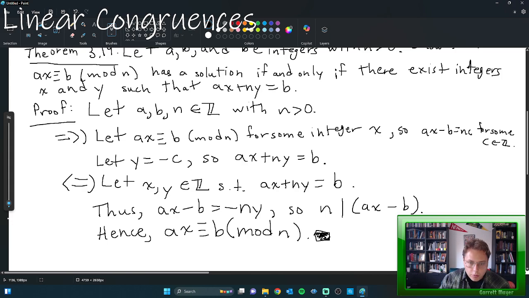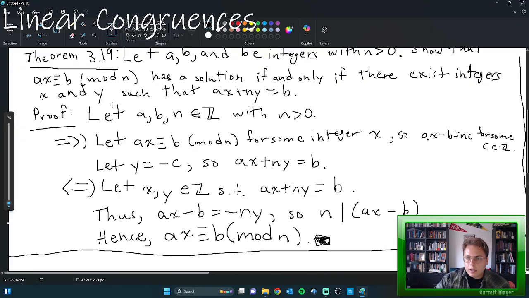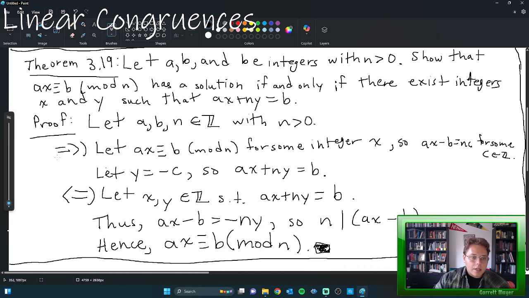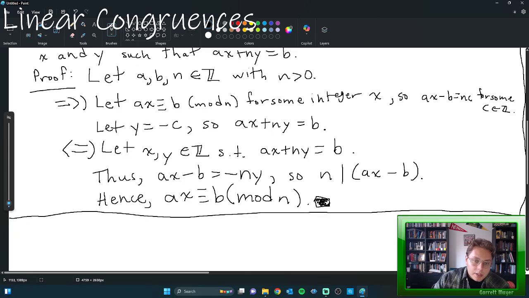So there we go. Now we've proved both directions of this first theorem. And this gives us a direct connection between linear congruence and this linear Diophantine equation from before. Basically, what we see here is that a solution to the linear congruence always corresponds one-to-one with a solution to this linear Diophantine equation.